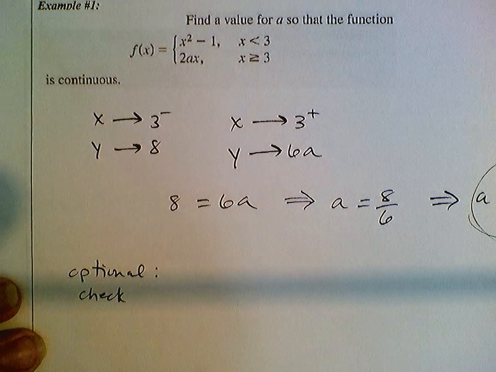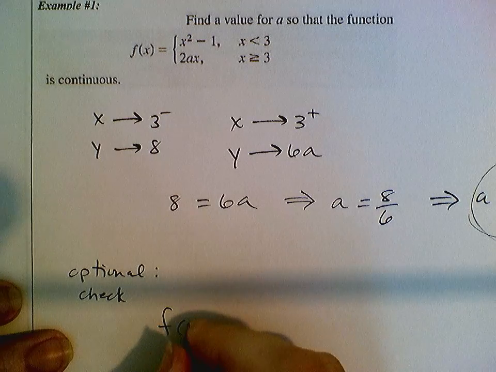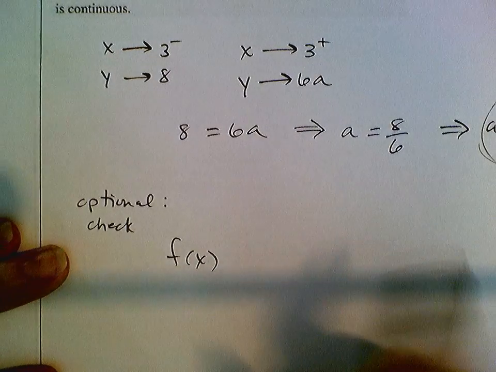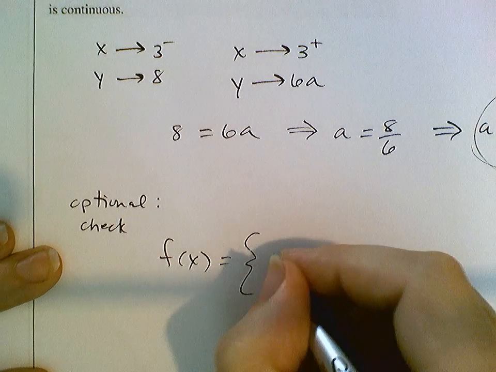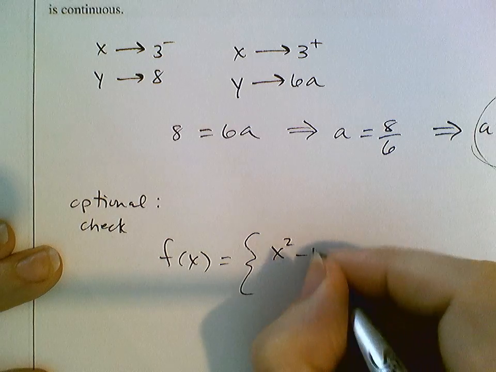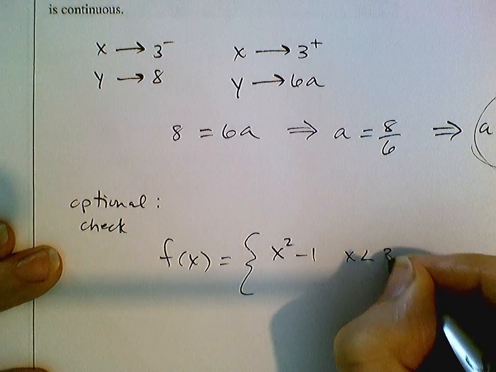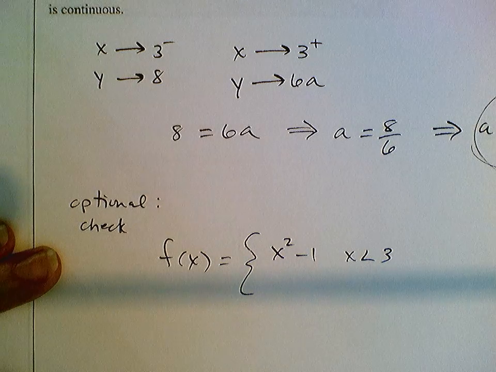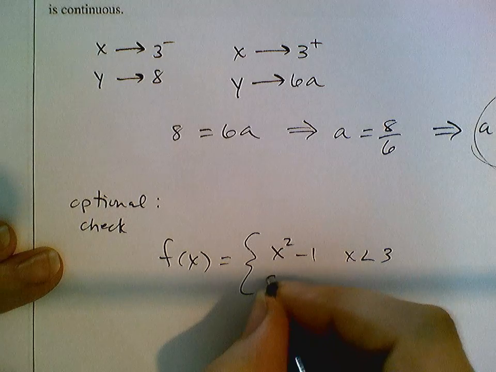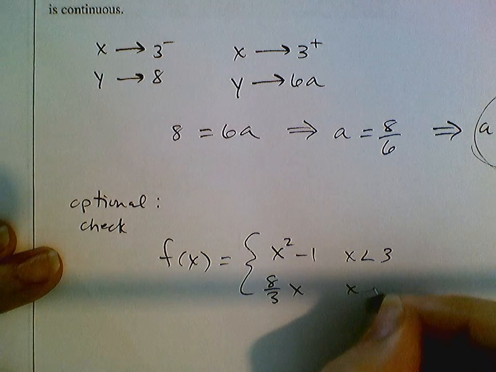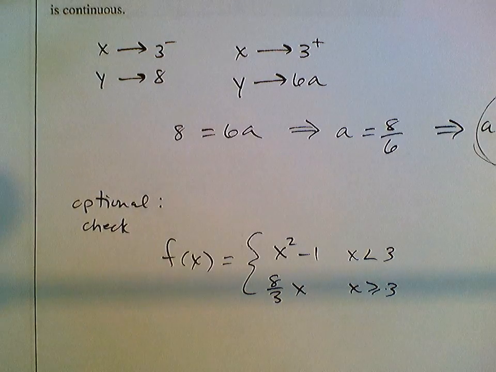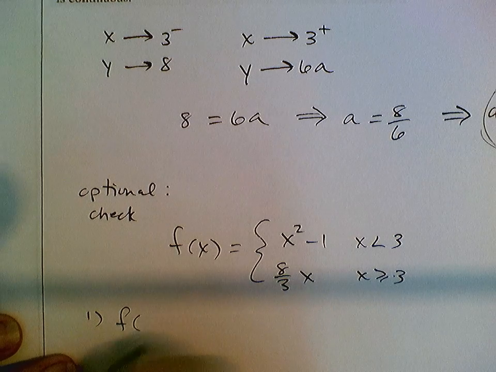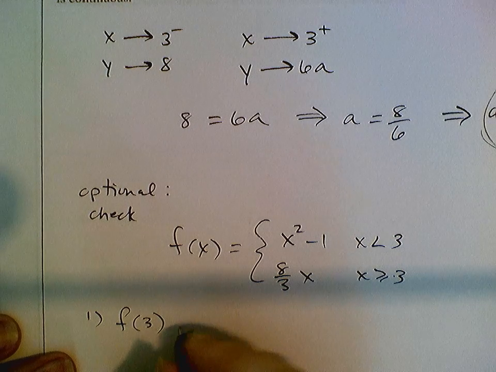Optional check. Figuring out that a is 4/3 means that the function is defined as x squared minus 1 for x less than 3, and 4/3 goes in for a, so that's 8/3 x for x greater than or equal to 3. Now I'm just going to check the conditions real quick. So 1: is f of 3 defined?